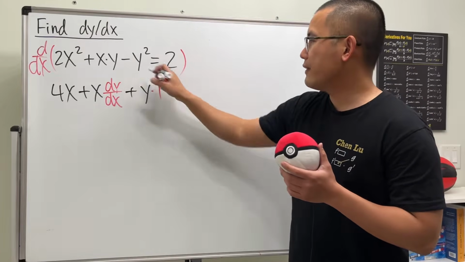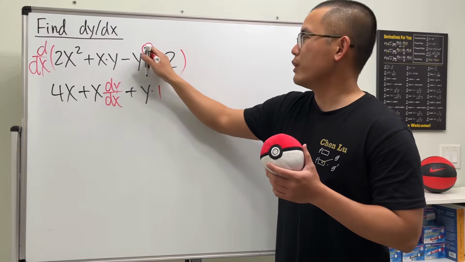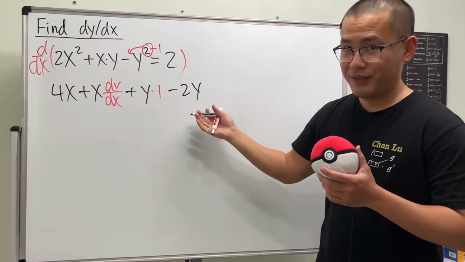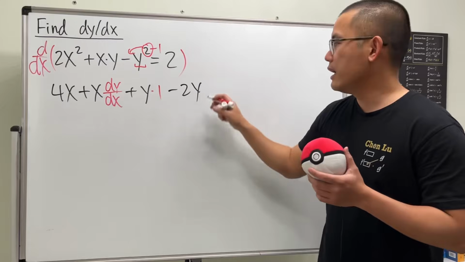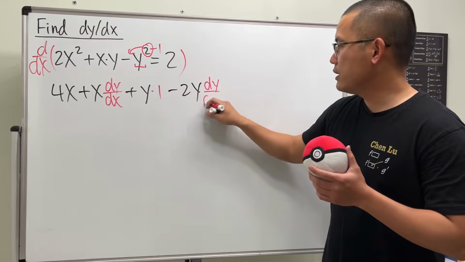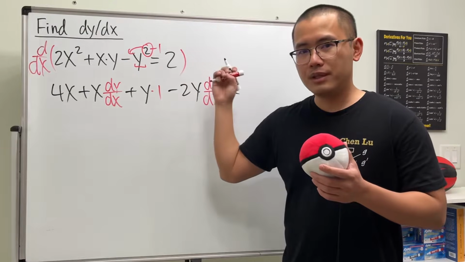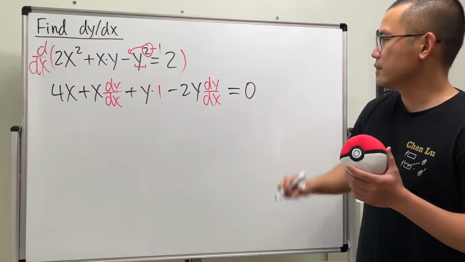And then we have minus y squared. We bring the 2 to the front, minus 1, so we get minus 2y for the derivative, and then use the chain rule, multiply by the derivative of y, and that will give us the dy/dx. Alright, and this is going to be equal to 2, because you have to differentiate 2, which is going to be 0. So that's what we have.